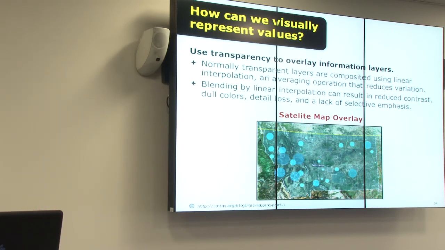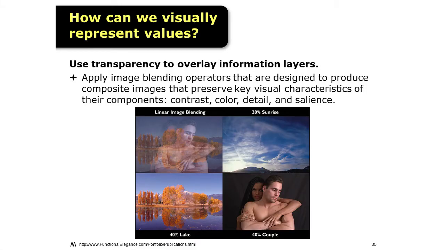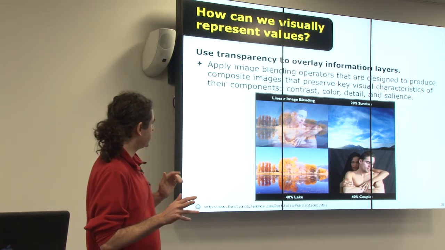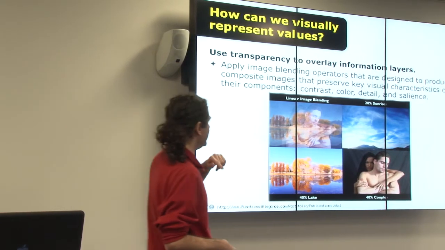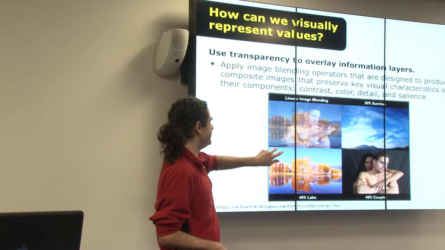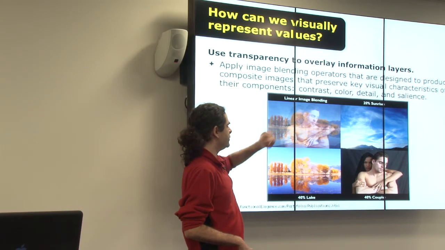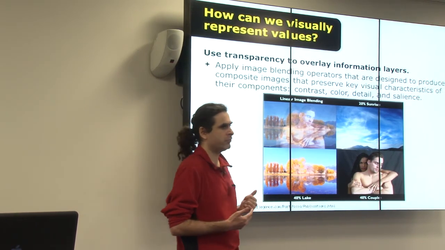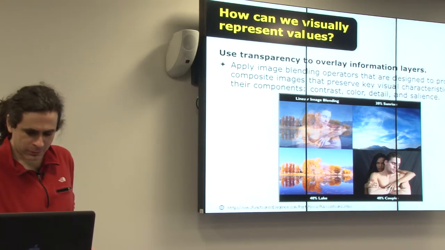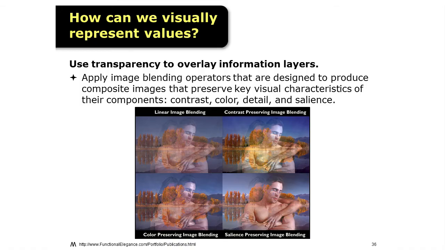And I noticed this problem, and I decided to get a PhD from Cambridge for trying to solve it. And I invented image blending operators that are designed to produce composite images that preserve the key visual characteristics of their components. There's like color, contrast, detail, and salience. And this really illustrates just how less vivid any sort of standard transparency effect is compared to natural photographs. Of course, that's because you need to use the right operators.